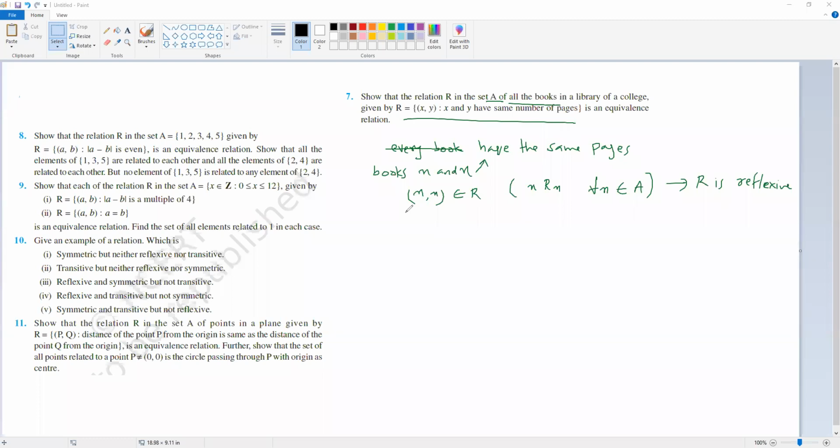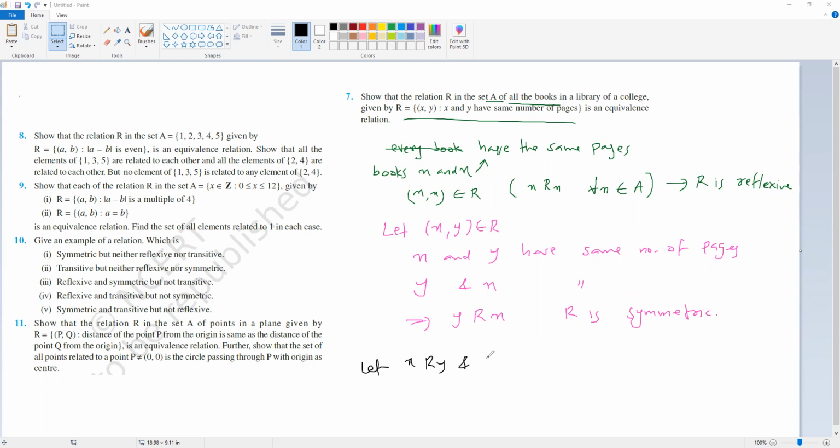To prove symmetric, yes, it's symmetric. Let (x, y) belong to R. That means x and y have the same number of pages. That means y and x have the same number of pages. That means y is related to x. So R is symmetric.